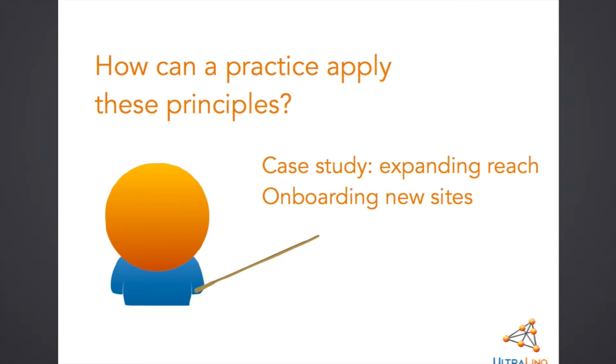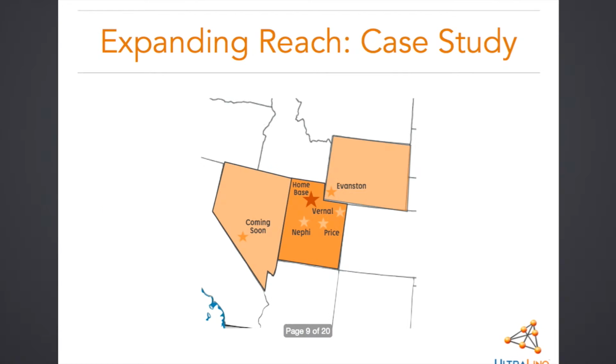Now we'll dive into how a practice can apply these principles. One example of how cloud-based image management can help you expand your reach in rural communities is one of our clients in Utah. They started to see some demand for their reading services in their local area. Because they were able to onboard their new sites and turn around their reports so quickly, word of their professional services spread. And they now not only have multiple locations in Utah that they service, they also work with groups in Wyoming and Nevada.